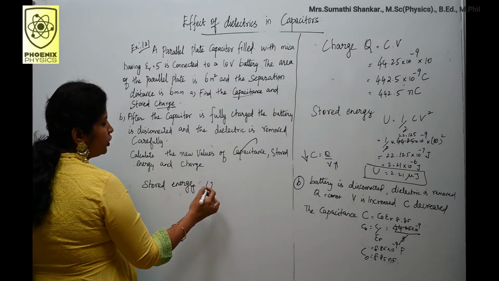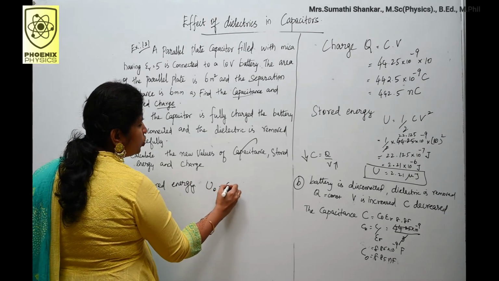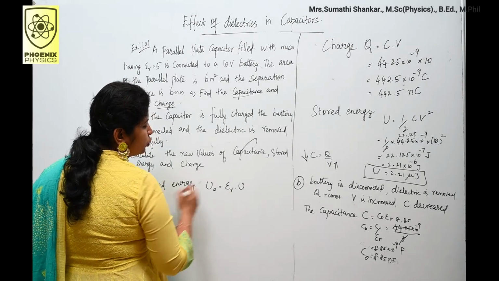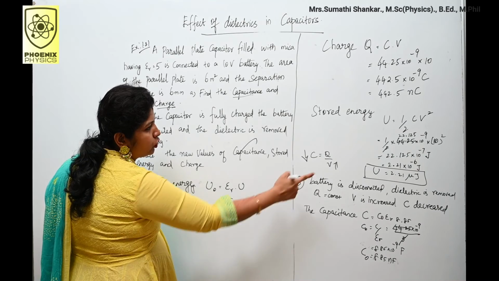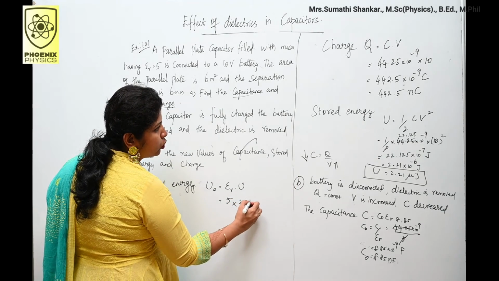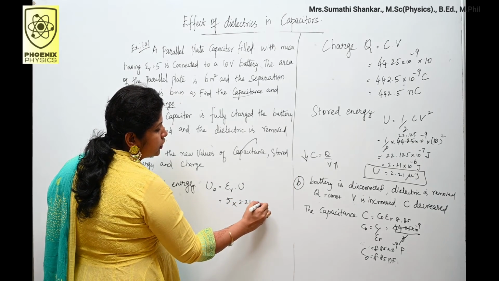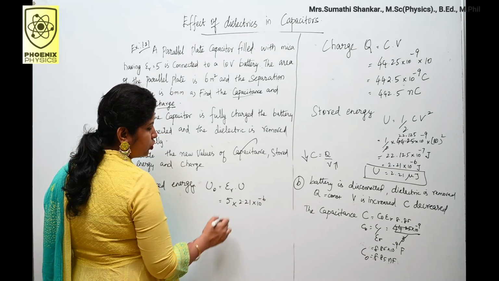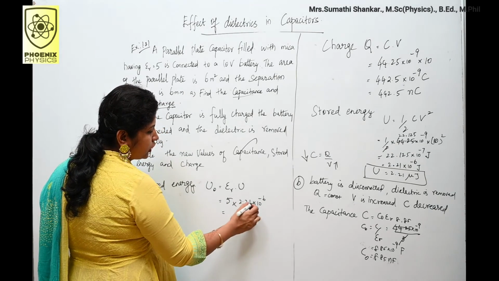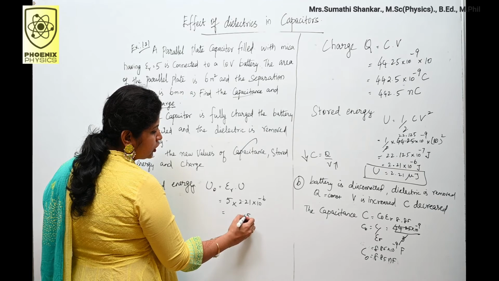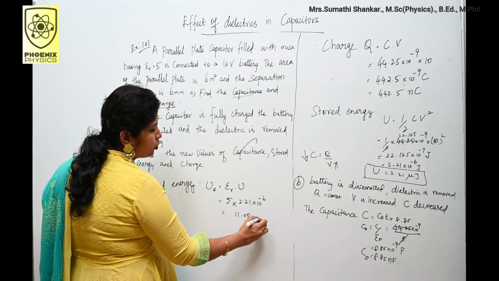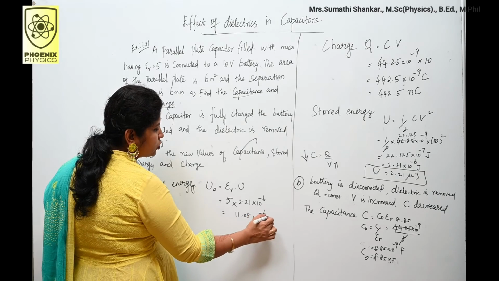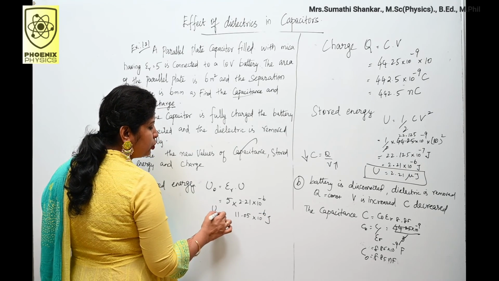So stored energy U0 is equal to epsilon r into U. Here epsilon r is 5, U value you know, 2.21 microjoule, that is 10 to the power of minus 6 joule. So multiply these two, you get 11.05 into 10 to the power of minus 6 joule. This is our U0 value.